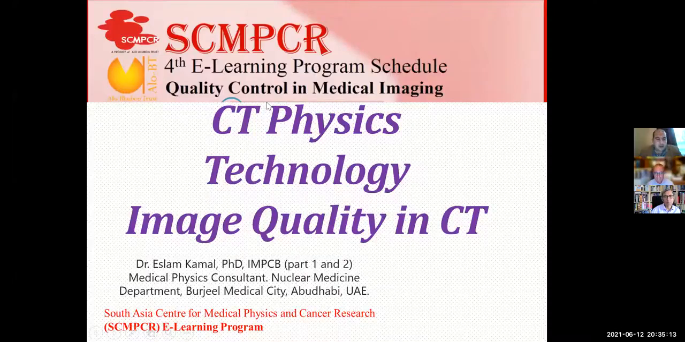Okay, so let's start. I'll be more practical with you because this topic is quite important for everyone. As we know, CT now is very important because it's one of the highest imaging techniques for radiation dose to patients, and CT is also used now for hybrid imaging, SPECT CT, PET CT, and also for radiotherapy as a CT simulator.